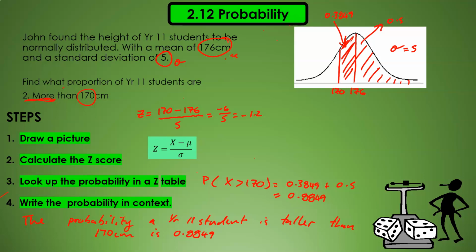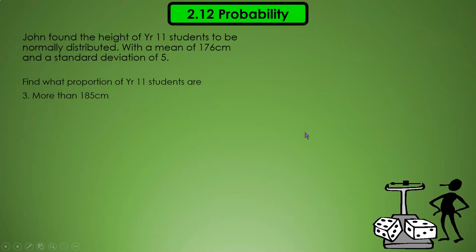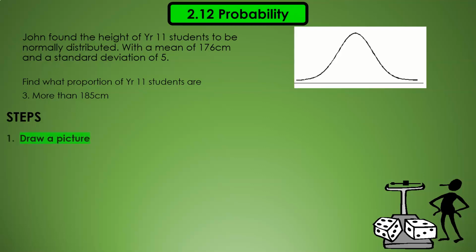So moving on to question 3. What proportion of Year 11 students are more than 185 centimetres? So first step, as always, draw a picture. Our mean and standard deviation hasn't changed. It's always important to make sure you draw a picture for each question. Don't be tempted to try and include more than one question on the same thing.